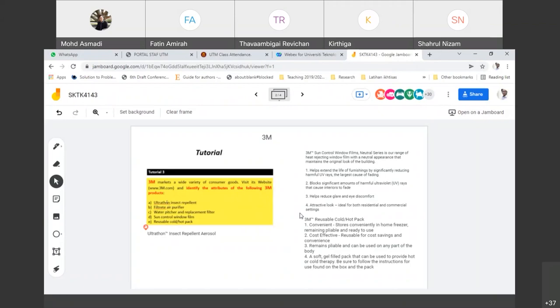Okay, so look here, that sun control window helps to extend the life of the furnishing, minimizing harmful UV rays. Ultratone insect repellent is formulated and developed to be stable for up to 5 years. For example, ultratone insect repellents, maybe it can protect your skin for how many hours? 24 hours, 12 hours. That is another attribute. What else?